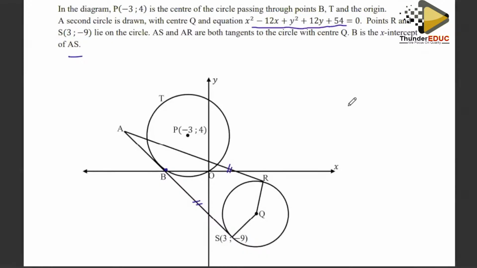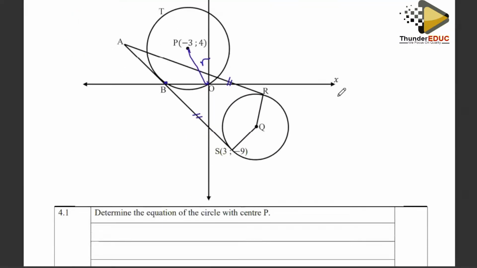What do we know about P? They told us this circle is passing through the origin, meaning that the distance between P and O is our radius. Okay, so we're going to say that OP is going to be the square root of (0 minus minus 3) squared plus (0 minus 4) squared. This gives us a 5.